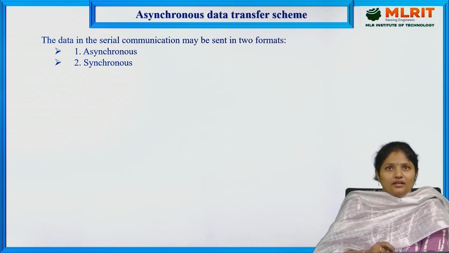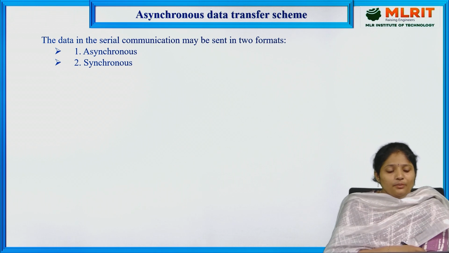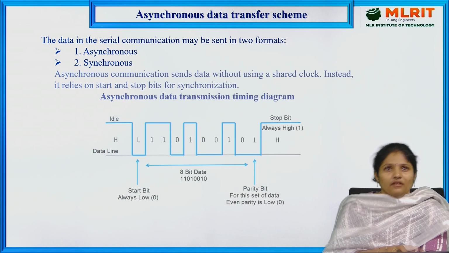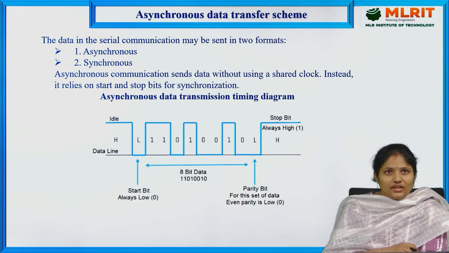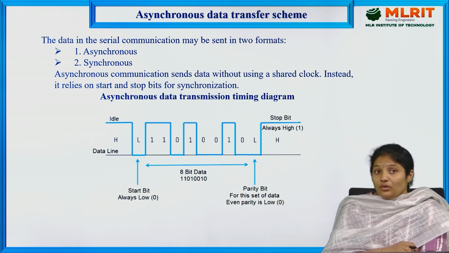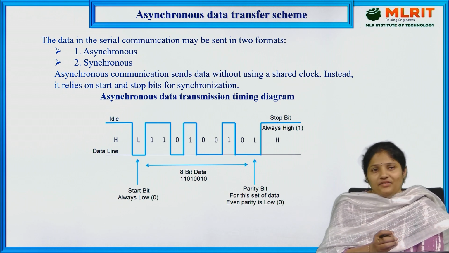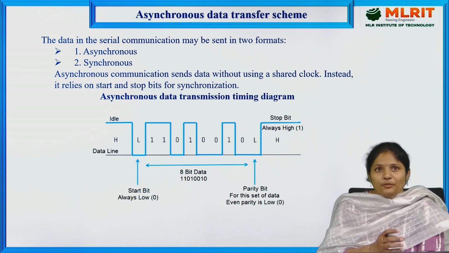Coming to the data transfer schemes, based upon the data formats, how we send the data, there are two types of data formats: asynchronous data and synchronous data. In asynchronous communication, data can be sent without any clock. Instead of depending upon the clock, the transmitter and receiver work on synchronization by using start and stop bits.